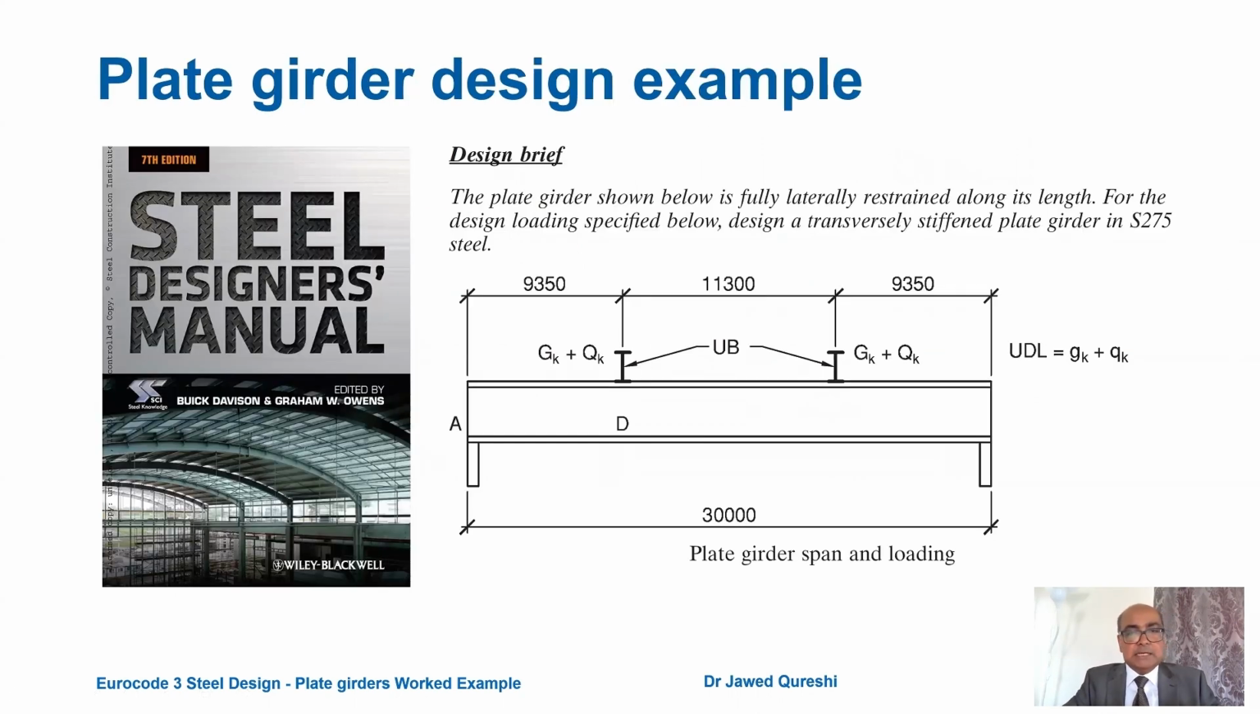It's been taken from a steel designer's manual. We have to design a transversely stiffened plate girder in S275 steel. It is 30-meter long plate girder. It has 2 point loads. These universal beams are applying point loads to this plate girder. Point loads are indicated by capital GK and QK. UDL is indicated by small gk and qk. GK is permanent action. QK is variable action.